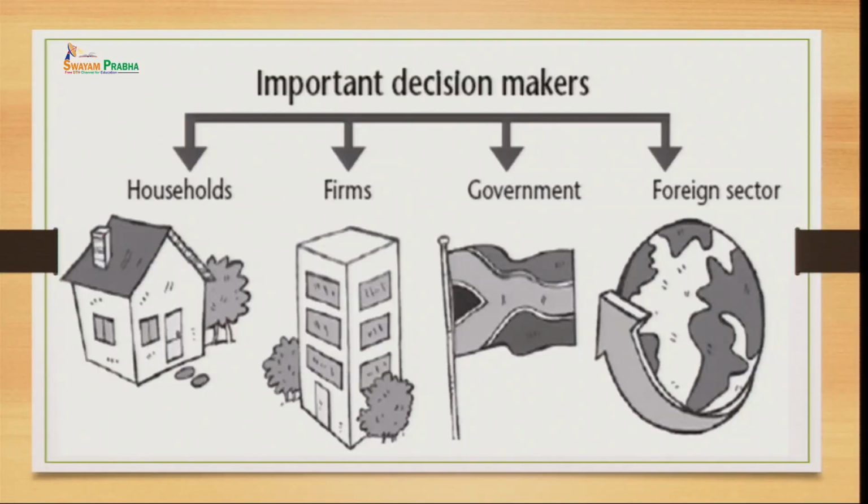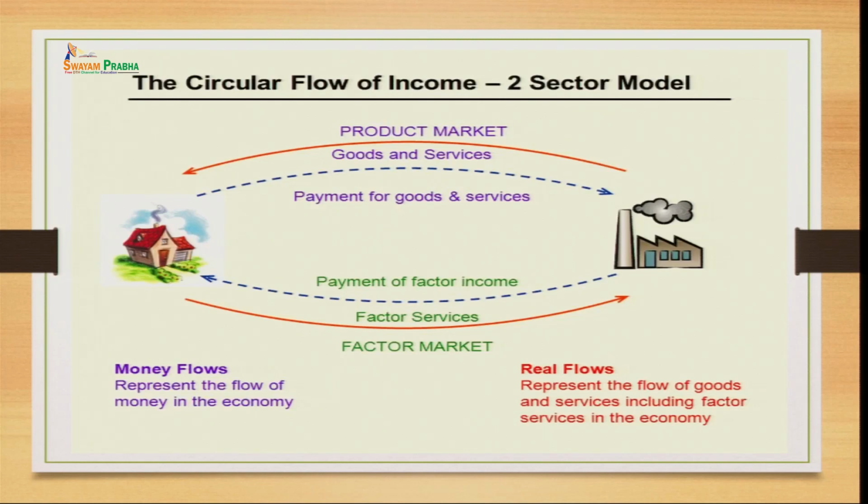Like I said, these are the 4 decision makers of our economy. On one hand, we have households, we have firms, then we have government, and we have the foreign sector, because of globalization we are continuously interacting with other economies also. Here we have the circular flow of income and activities in the 2 sector model. Let us have a look at how these 2 sectors are interacting.